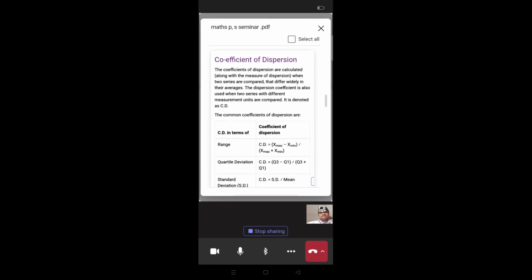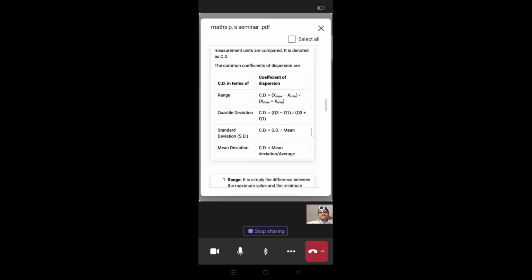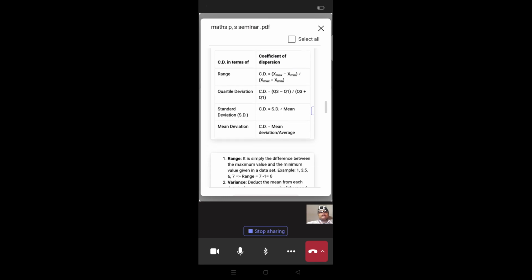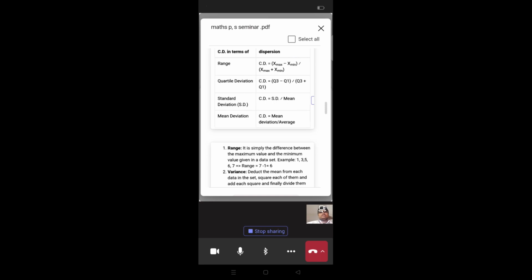So let's move to some of the common coefficients of dispersion. The coefficient of dispersion of range is x max minus x min by x max plus x min. The coefficient of dispersion for quartile deviation is Q3 minus Q1 by Q3 plus Q1. The coefficient of dispersion for standard deviation is standard deviation by mean. Mean deviation is equal to mean deviation by average.